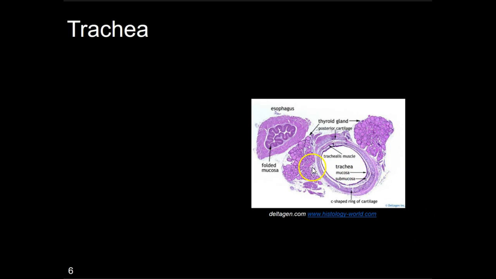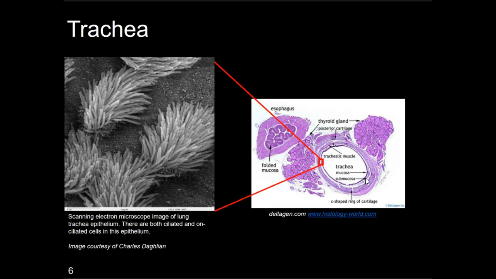I wanted to give you a closer look at what the trachea looks like. So here we've taken a cross-section of the trachea, and you can see that in the esophagus, the mucosa is folded. In the trachea, you have a trachea muscle that helps provide movement, and then we have the mucosa and the submucosa. Submucosa just refers to the area that's below the mucosa.